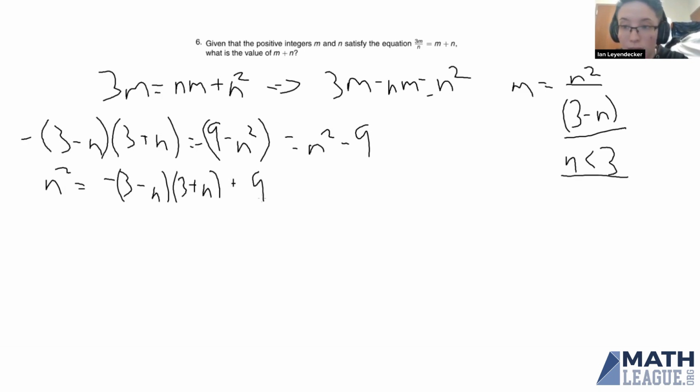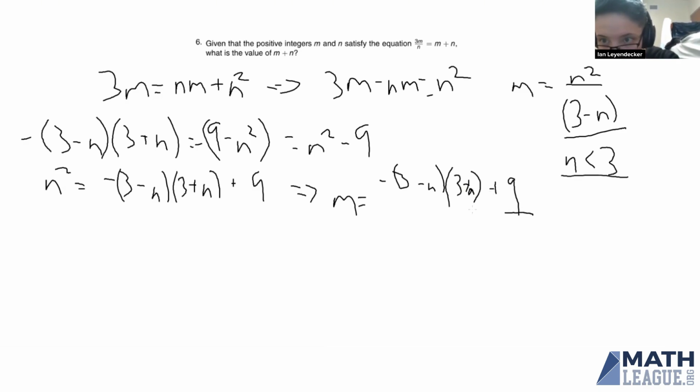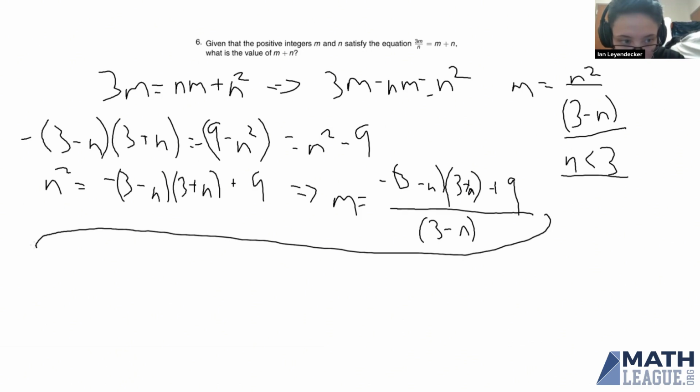Substituting that back into our original equation, we get m equals -(3 minus n)(3 plus n) plus 9, over 3 minus n. And that simplifies to m equals -3 plus n plus 9 over 3 minus n.